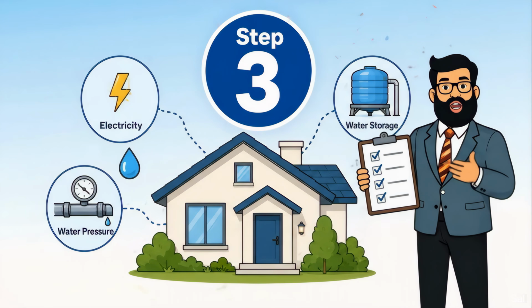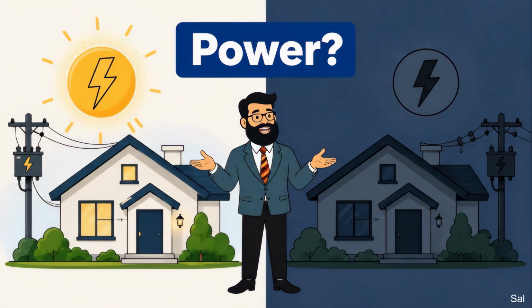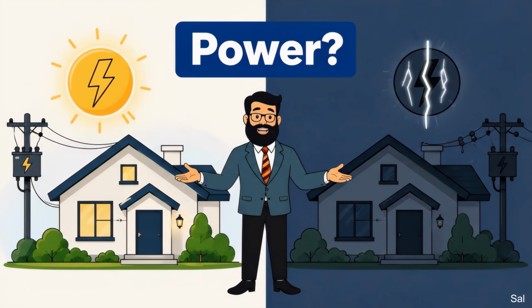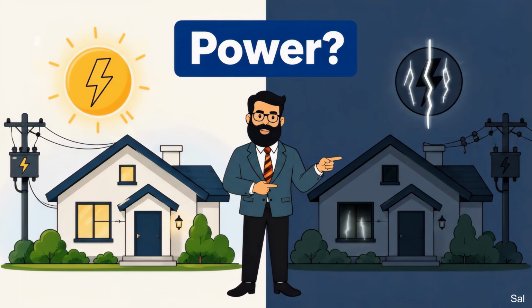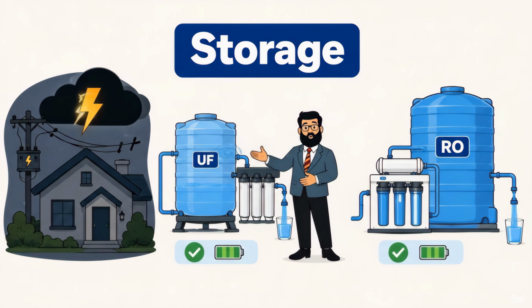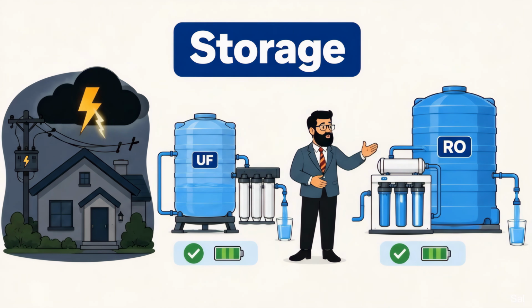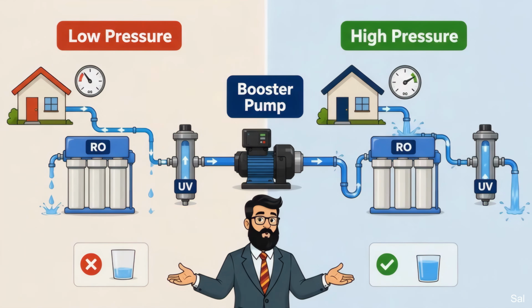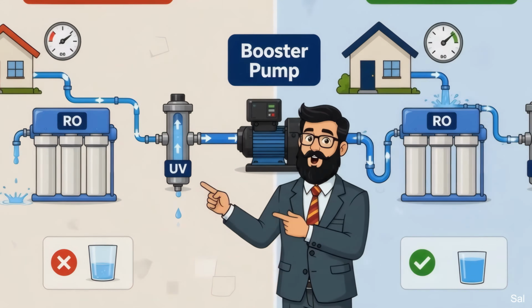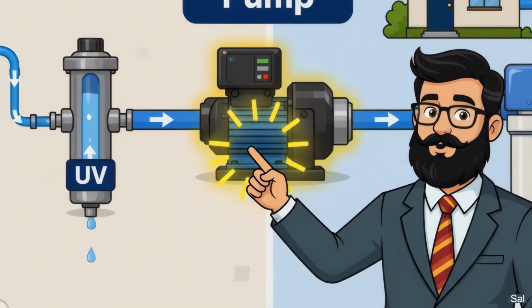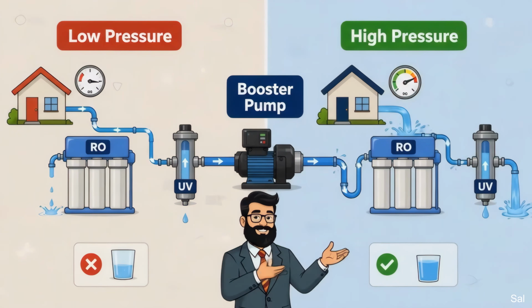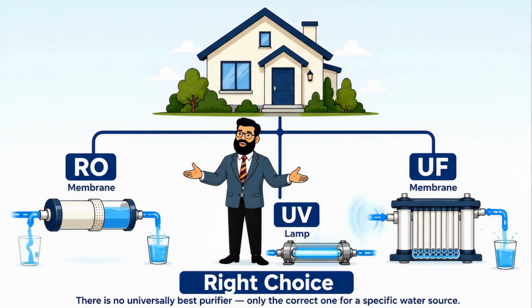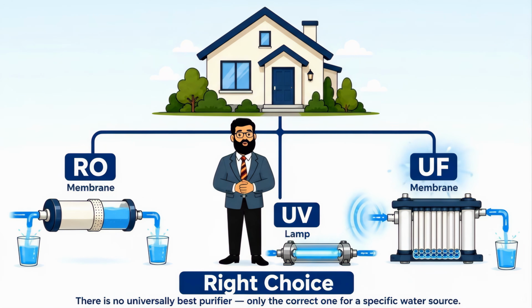Step 3. Check your infrastructure. Finally, consider your home's daily reality. Do you experience constant power cuts? If yes, a storage-based UF purifier or an RO system with a massive storage tank is necessary. Do you have low water pressure? If you choose an RO or UV system, you will need to install an external booster pump to make them work. At the end of the day, there is no single best water purifier.